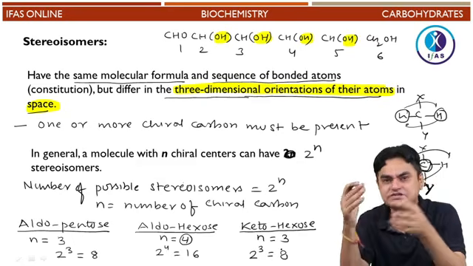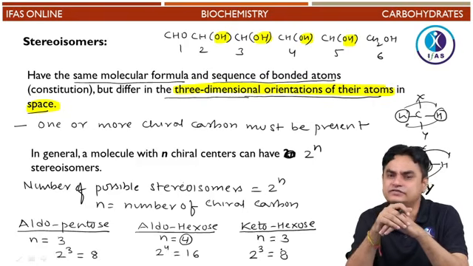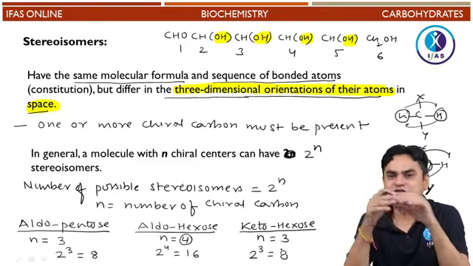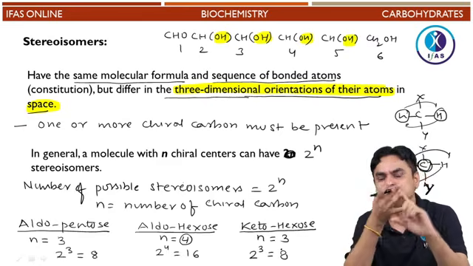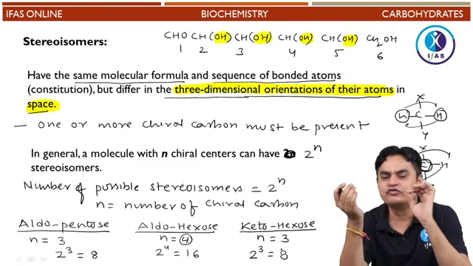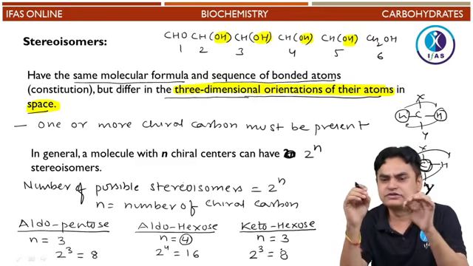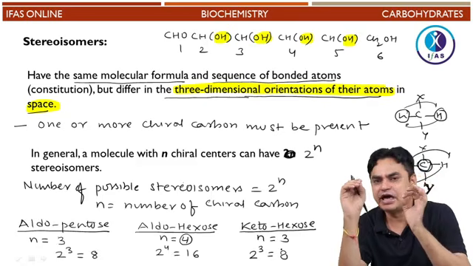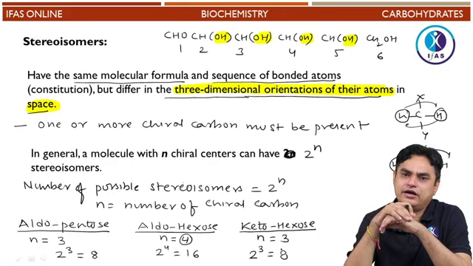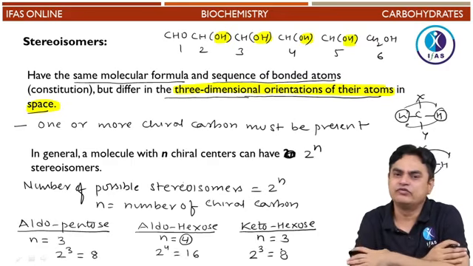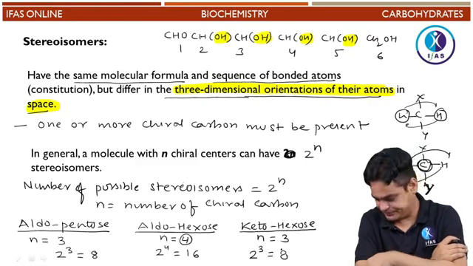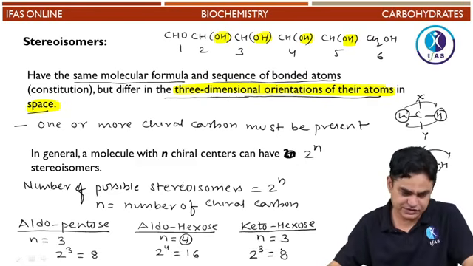So this is how you can predict the number of stereoisomers. First, what are stereoisomers? Stereoisomers have the same molecular formula and the same sequence of bonded atoms. Only the positions of atoms or groups vary in three-dimensional space. For stereoisomerism, any molecule must have one or more chiral carbons. Then let's move further.